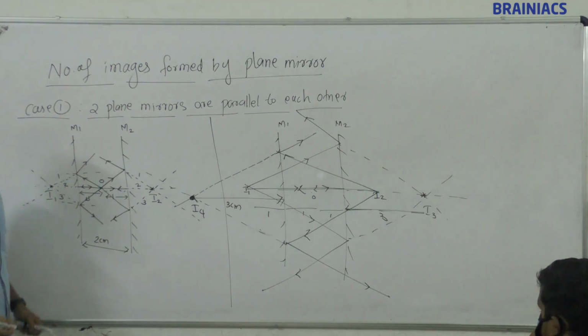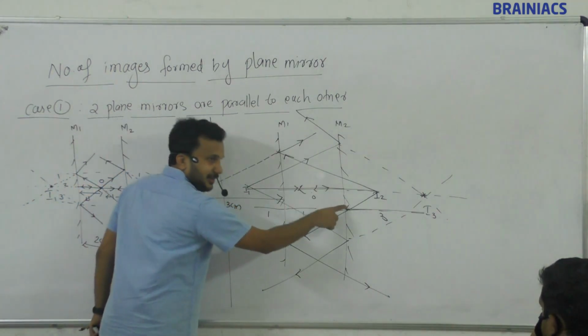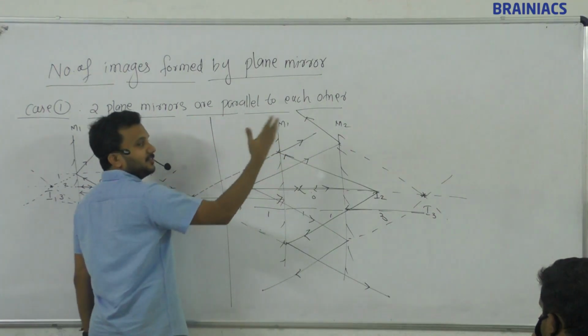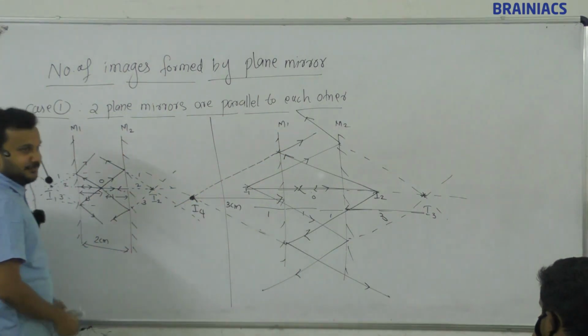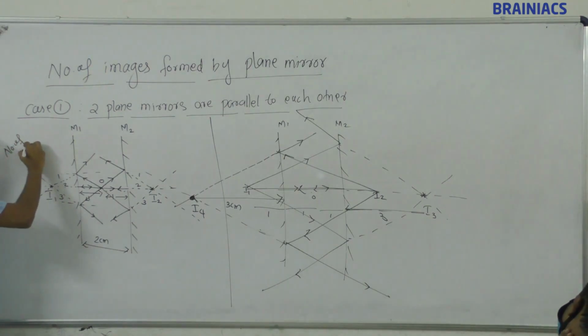Okay. Next, what will happen? I4 will act as an object for M2. I3 will act as an object for M1. When will this story end? Infinite. So the number of images is equal to infinite.